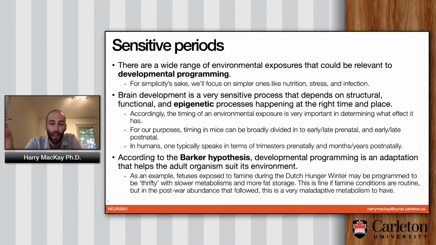So there are a lot of things you could look at in this context that would be potentially relevant to developmental programming. You can think about things like differences in nutrition, i.e. famine, stress, for example natural disasters or war trauma and that type of thing. You can have infections like influenza or COVID. You can have a variety of different traumas that you could be exposed to during these early periods in life.